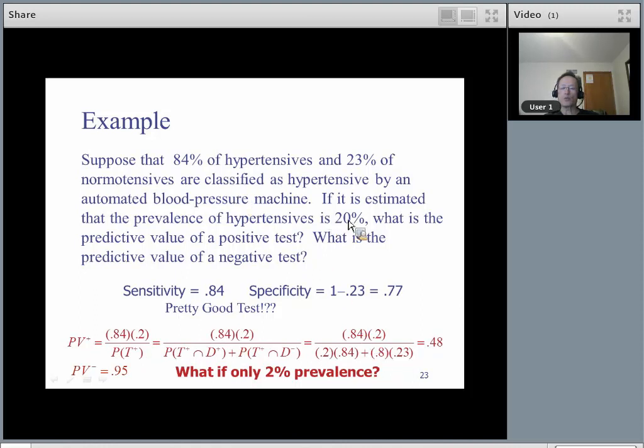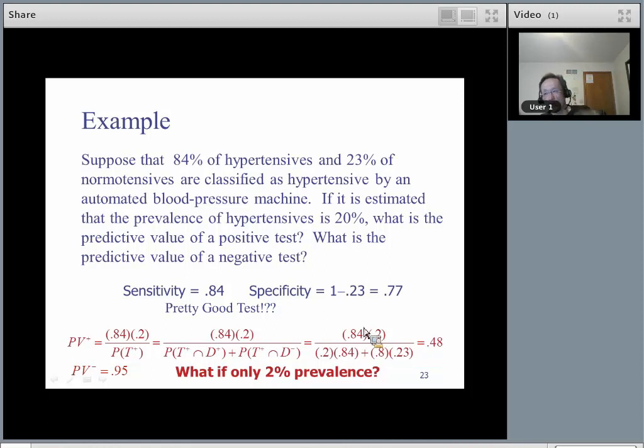And so if you look at this problem here, the actual prevalence is 20%, and you get 48% as the predictive value of positive. What if the prevalence is only 2%? In this question, if you look at this formula, I think this somewhat gives you a formula now if you want to figure out the predictive value of a positive test. 84% is the sensitivity, so the formula itself can be treated this way.